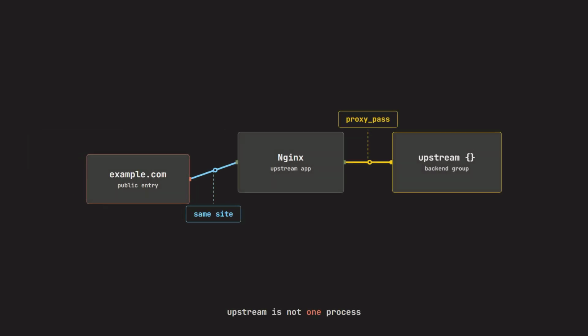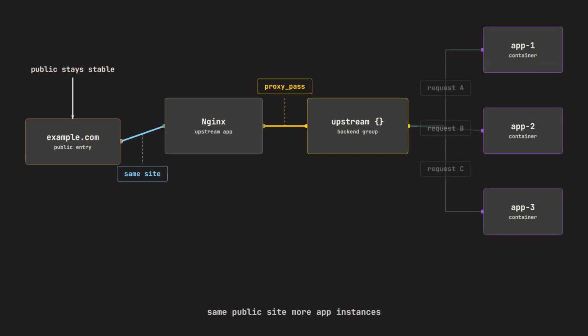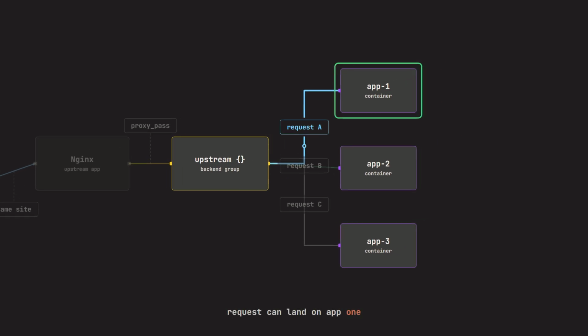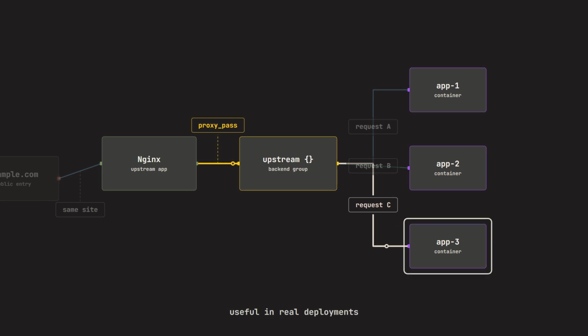The upstream destination does not have to be a single process. Nginx can route to a group of backend servers. The public side can stay the same, while the internal backend changes from one app instance to several. A request can be sent to one instance, and another request can be sent to a different instance, depending on the load balancing behavior and configuration. This is one of the reasons Nginx is so useful in real deployments.